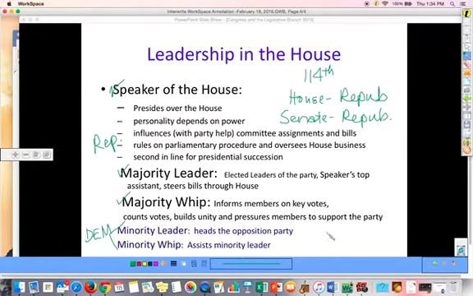Now, one other thing that I'm going to write are committee chairmen, which I'll address in a little bit, but committee chairs are very powerful and they help keep things going in a smaller setting as well.